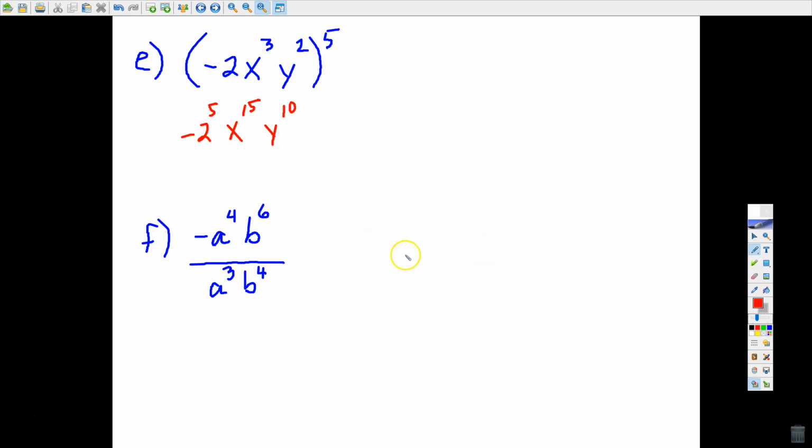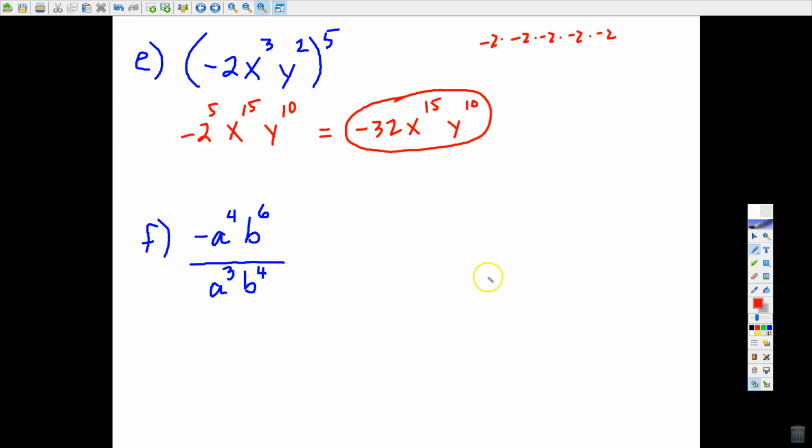All right, and so I want you to always simplify these numbers that are raised to powers. And so remember, this is not a negative exponent, so the only time you write the reciprocal of the base is if the exponent's negative. Well, this is just a negative base. It literally says -2 times itself 5 times, and that should be -32, x to the 15th, y to the 10th. And that's our final answer. Okay, letter F.